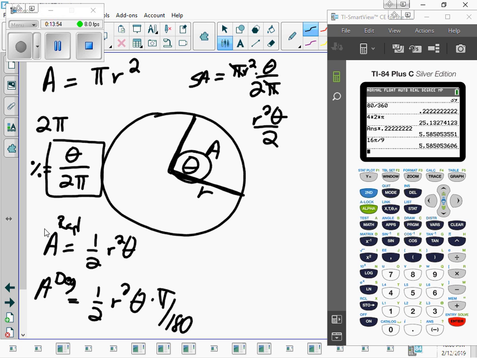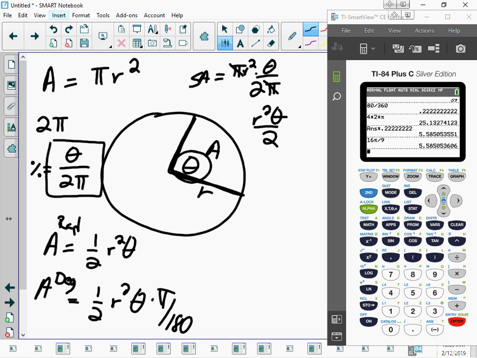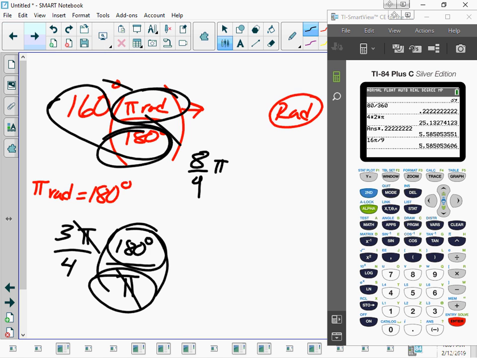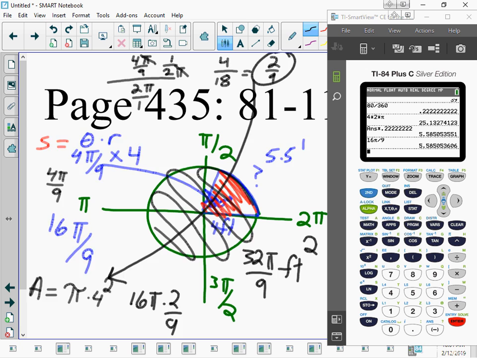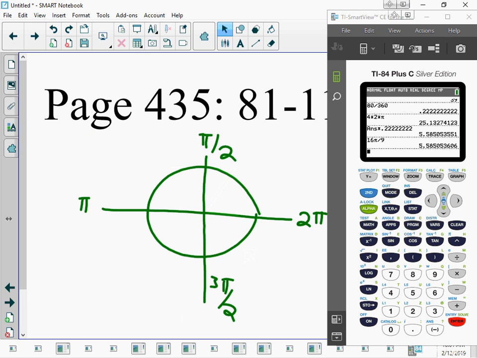Linear speed, really? That must, if I kept it in there, it must be part of the final.